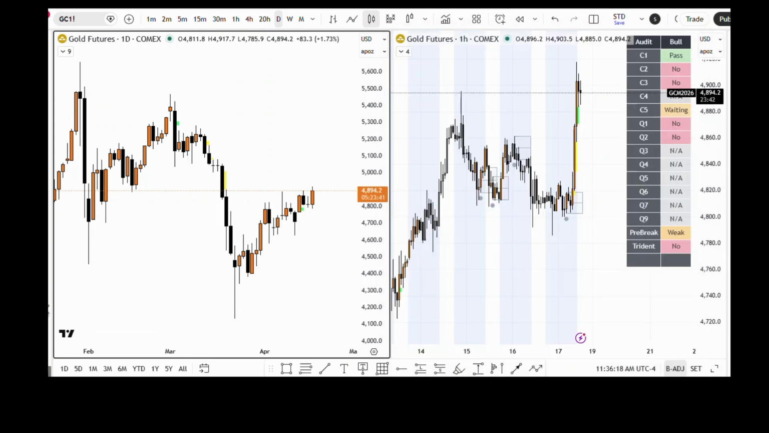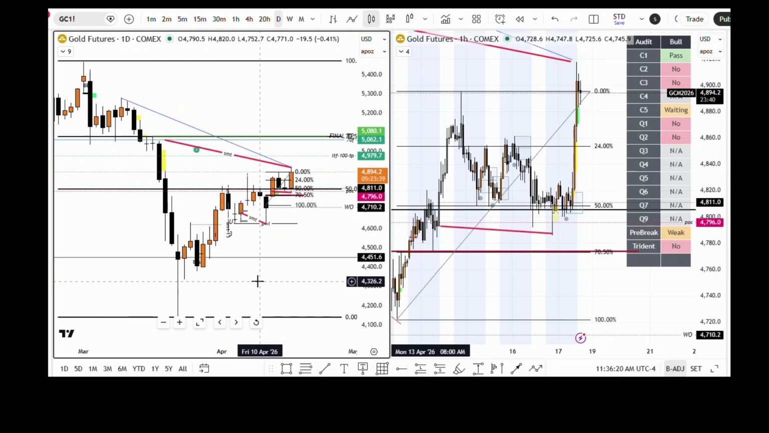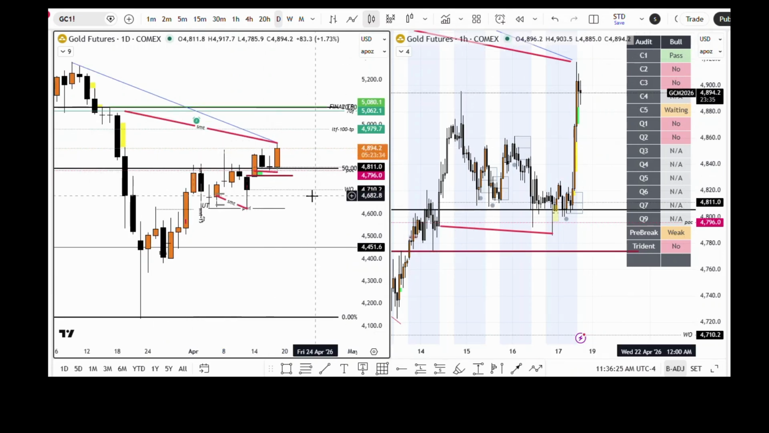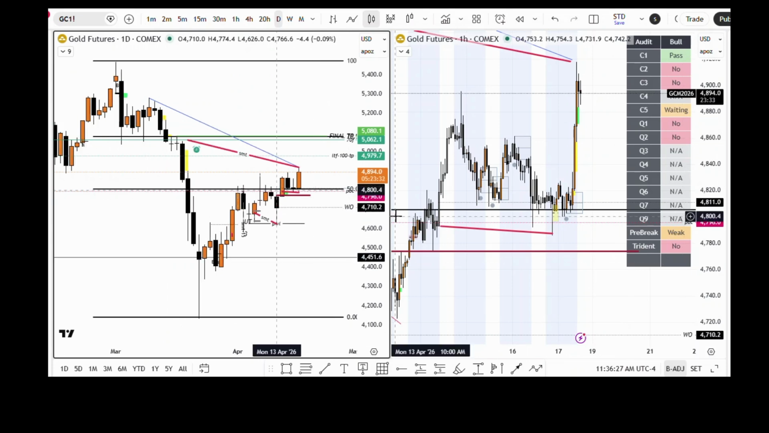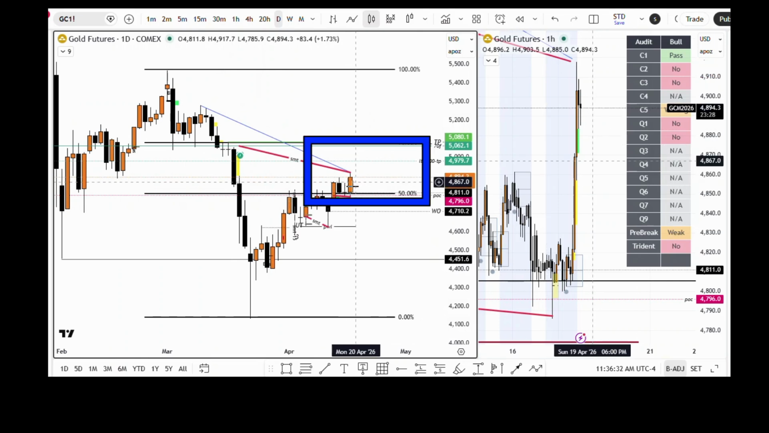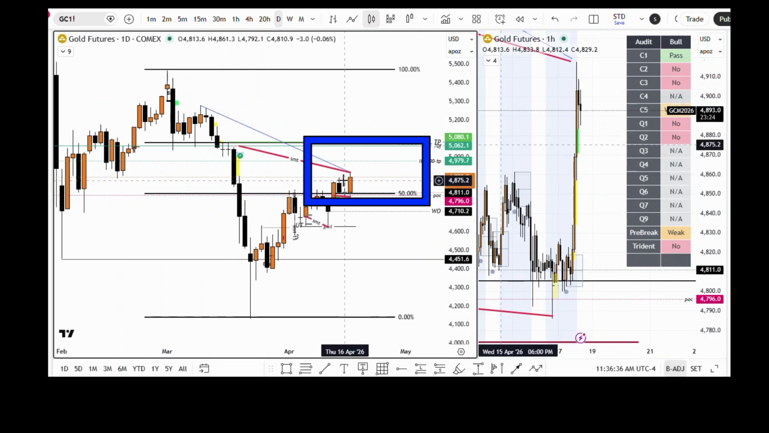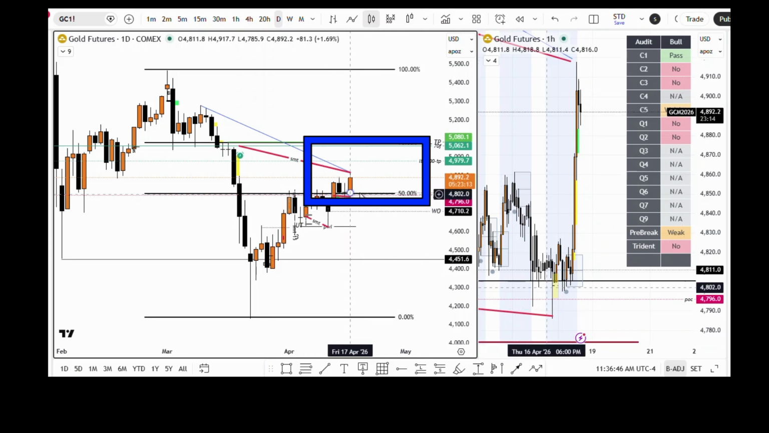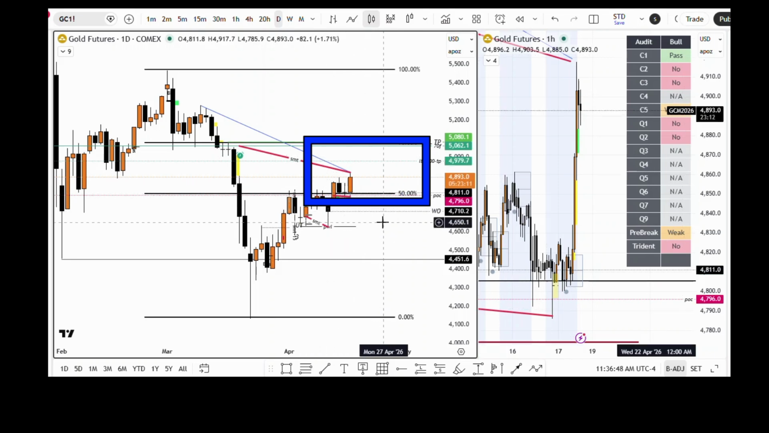I'm going to put the fibs back on. Let me delete this one because it might just be in the way. All right. So this price is live. This is right now, 11:36 a.m. Eastern Standard Time, Friday. So this is where we are now. We are inside what I refer to as the kill box. This is between the 50 and the 70 fib.